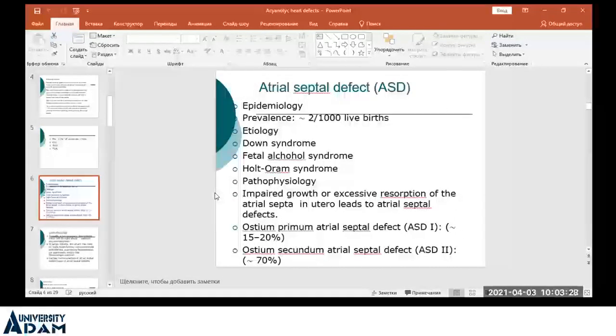Morphologically, the defect has two types. First one is ostium primum atrial septal defect, which is meeting 15-20% of babies with this heart defect. And second one is ostium secundum. 70% of babies with atrial septal defect have the second type.